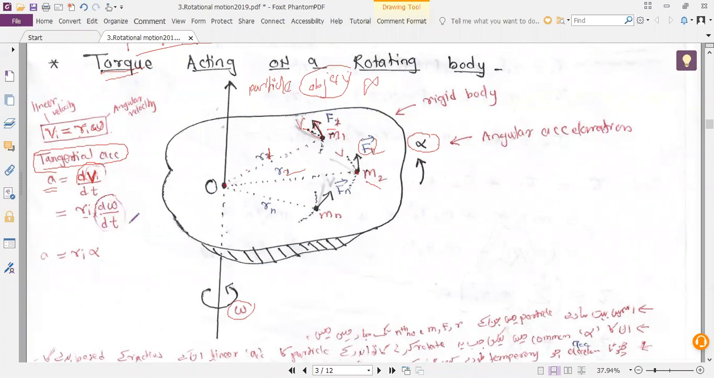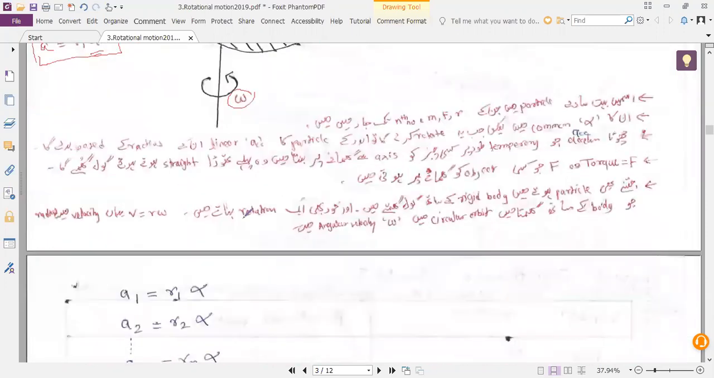We know the formula of d omega dt. d omega dt means change in angular velocity upon time. We know the change in velocity upon time formula is acceleration. Similarly, change in angular velocity upon time formula is angular acceleration. So what we are getting here, acceleration is equal to r alpha. I hope you understand how we are getting this. If you understand this part, that means we are done half calculation, half part of torque acting on a rotating ball.